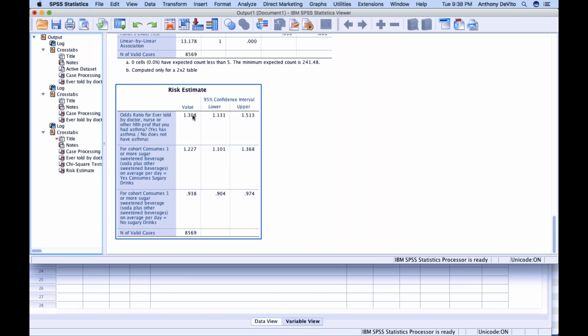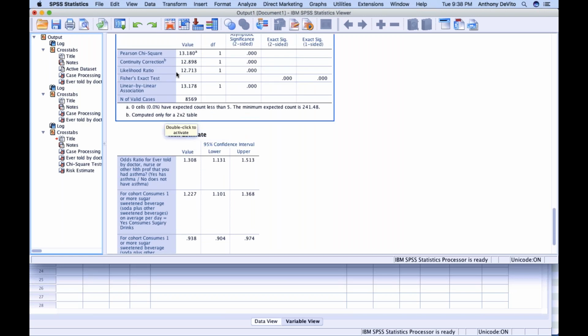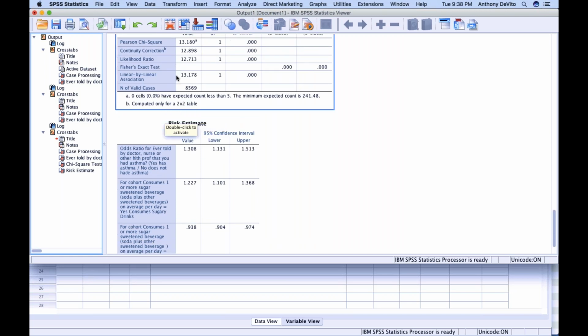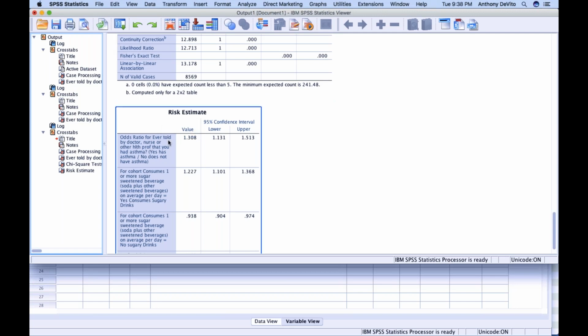However, I need to set up a null hypothesis here also. Well, the null hypothesis here is that if there were no association, if it didn't matter whether you had asthma, then both groups would be drinking sugary drinks at the same rate. So the odds ratio for people that have asthma and people that don't have asthma would be the same. So the top and the bottom of the odds ratio would be the same. So that would be equal to 1. So the odds ratio, when there's no association, is equal to 1. So our null hypothesis is the odds ratio is equal to 1.